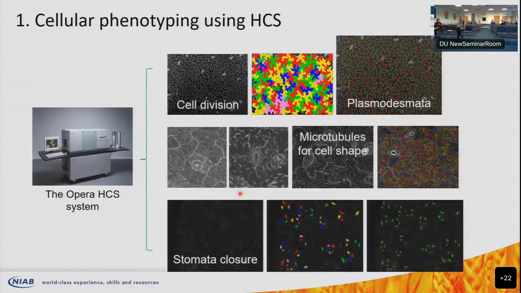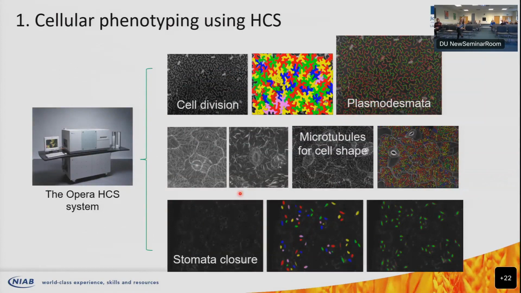Right, so as I said, the first part of my talk is more about what kind of work, what kind of capabilities my department can provide and can be collaborating with a broad community in plant research. So the first part is cellular phenotyping. This one has been done previously using the Opera system.